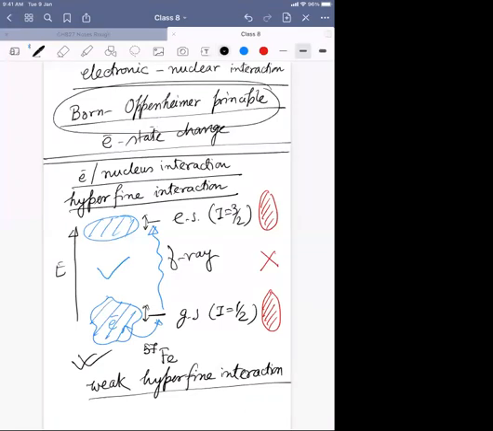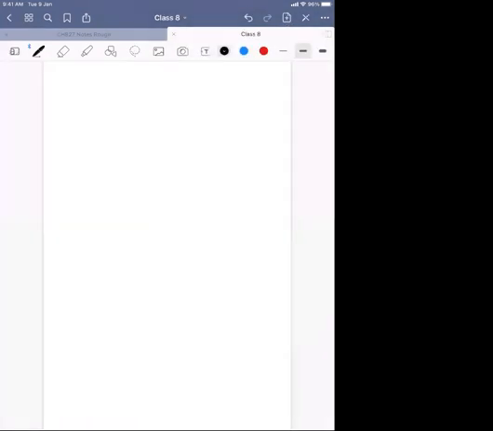So that is one of the drawbacks of trying to find this electron-nucleus interaction. That is number one. The second problem I can face is known as recoil.